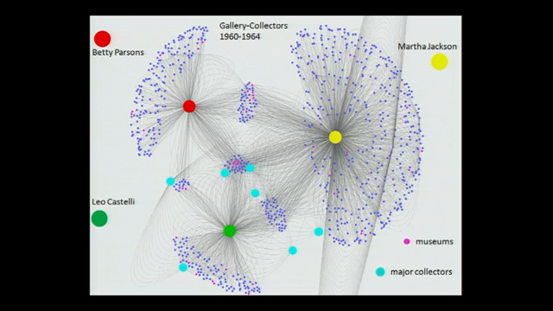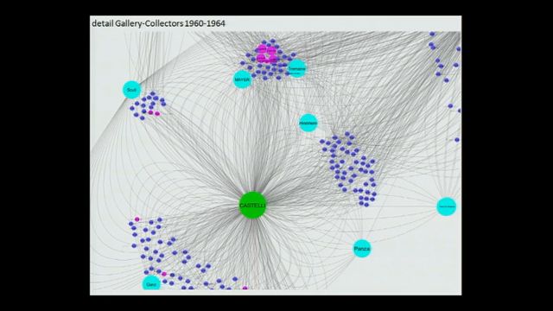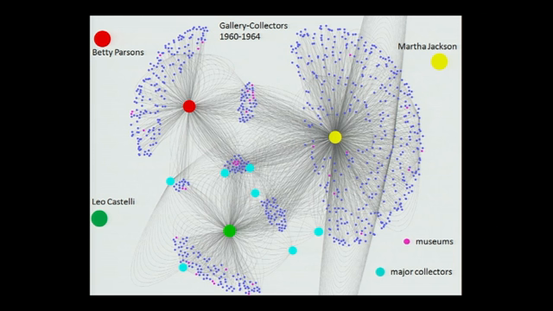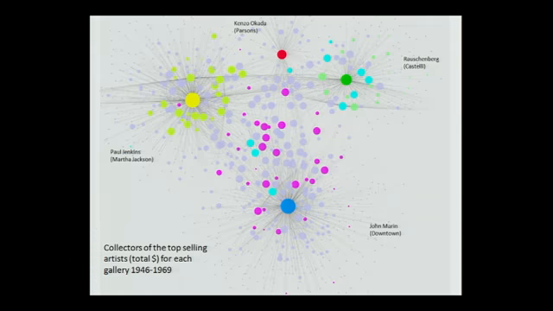I looked a little bit further at who the customers were, and we can see how big Martha Jackson's network is and how small Leo Castelli's is. What was noticeable about Leo Castelli, though, was that he has some really major collectors orbiting quite closely to him. And that's different from the other galleries. You see that? And then I came to the idea, and this turned out to be my money slide.